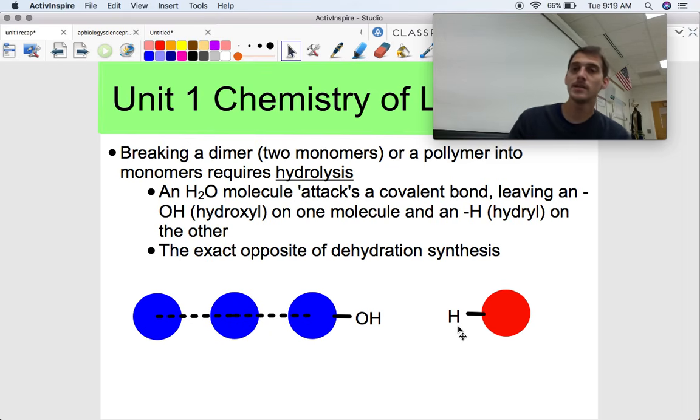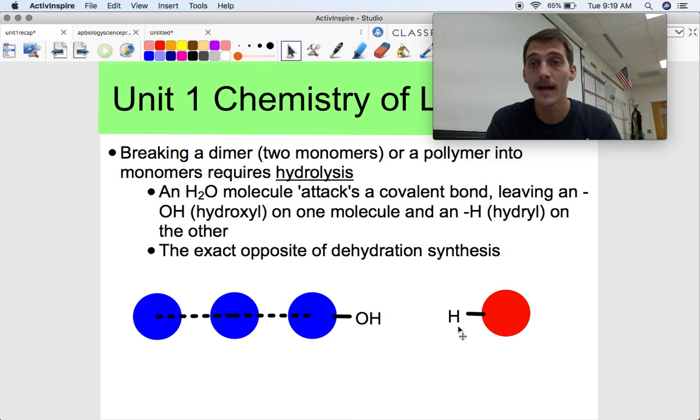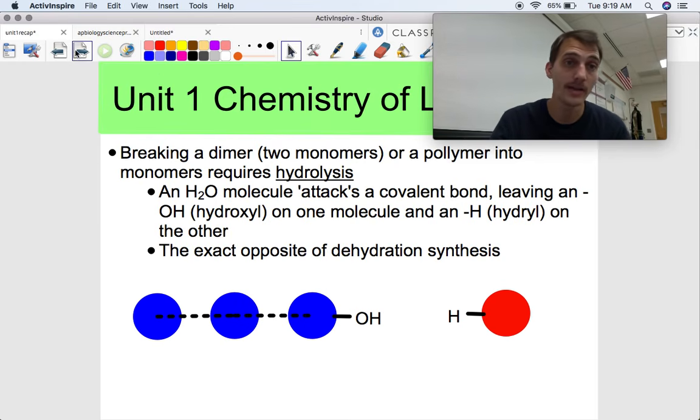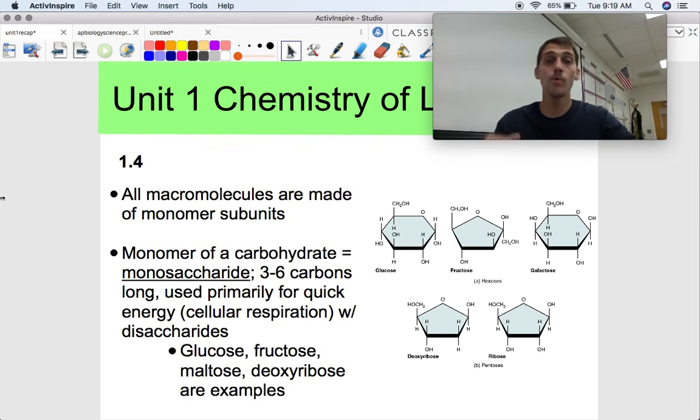So when might you need this? Well, if you have a polysaccharide that's stored carbohydrates in your muscles, and then all of a sudden you need more glucose, or it's in your liver as well, and you need more glucose in your blood for whatever reason, your body can hydrolyze those polysaccharides and get the glucose out, so you can have some quick energy to use. Okay, let's move on to 1.4.